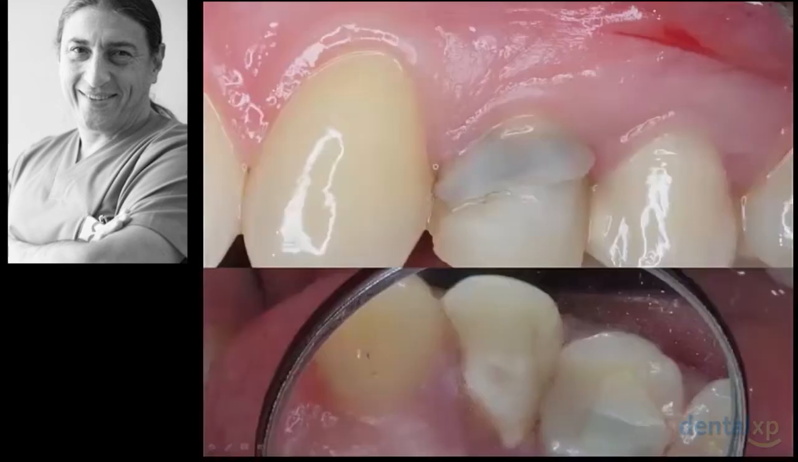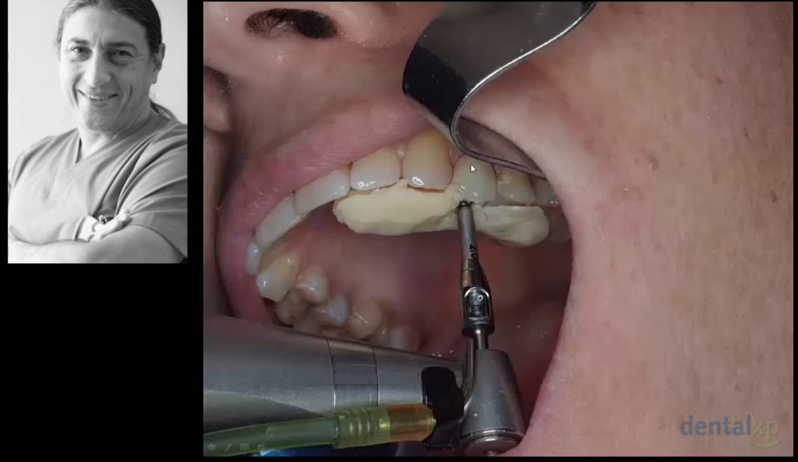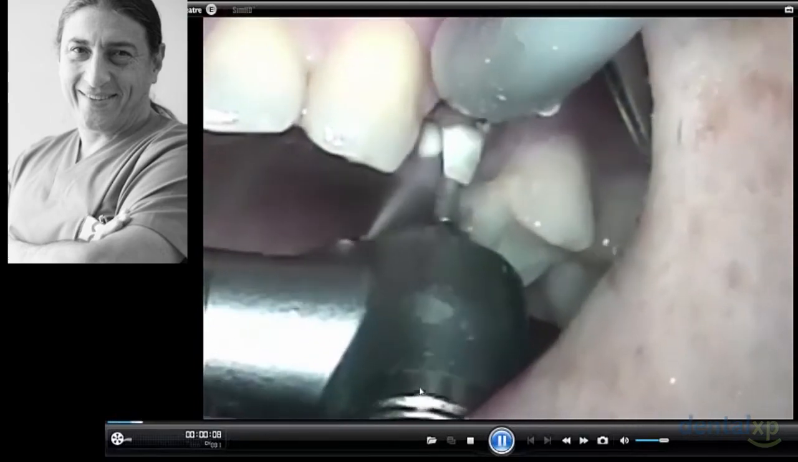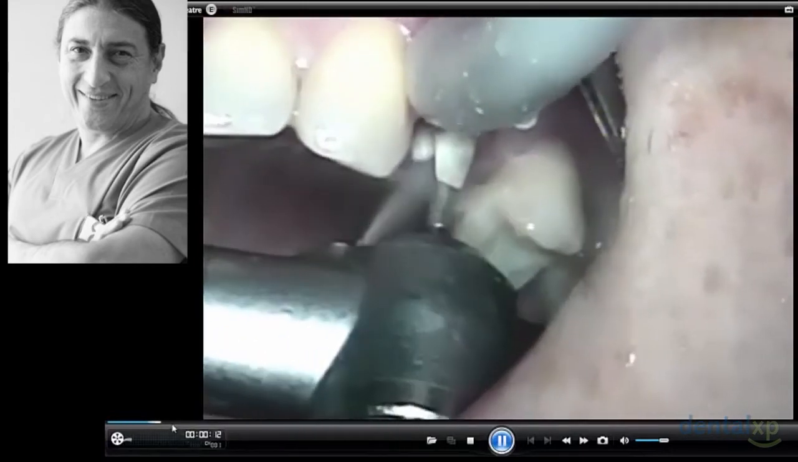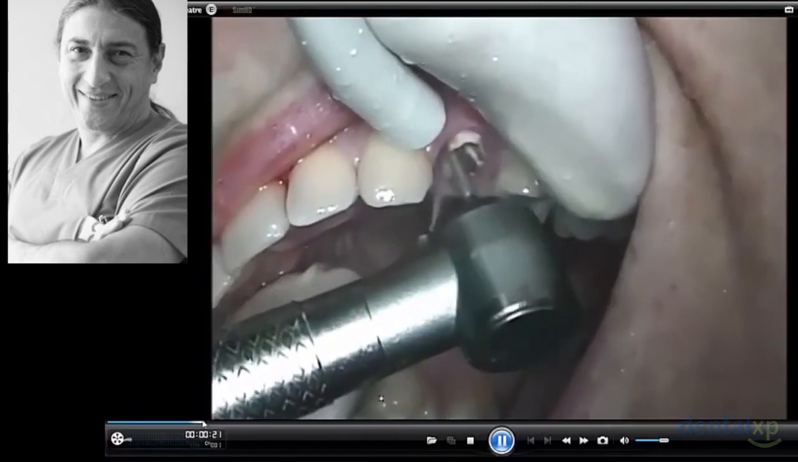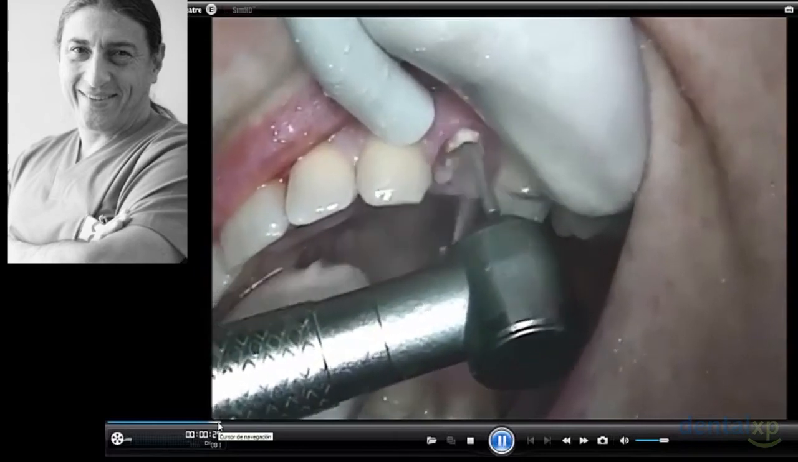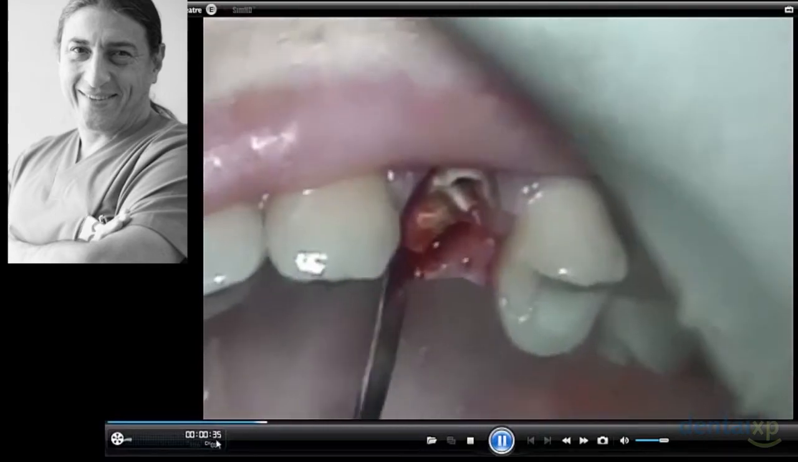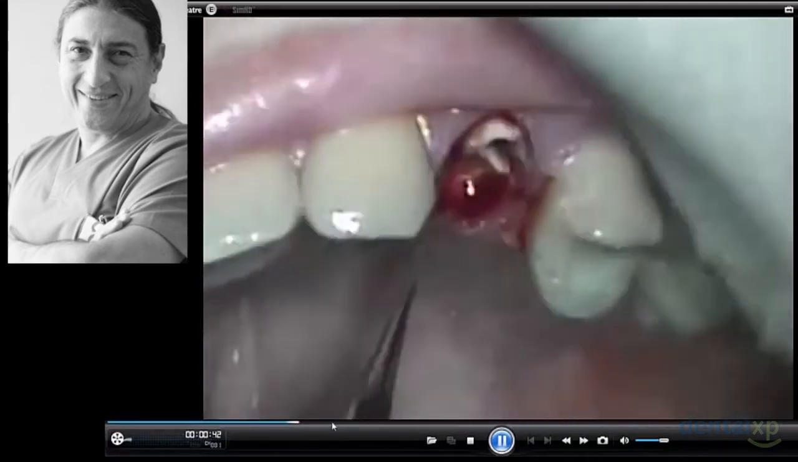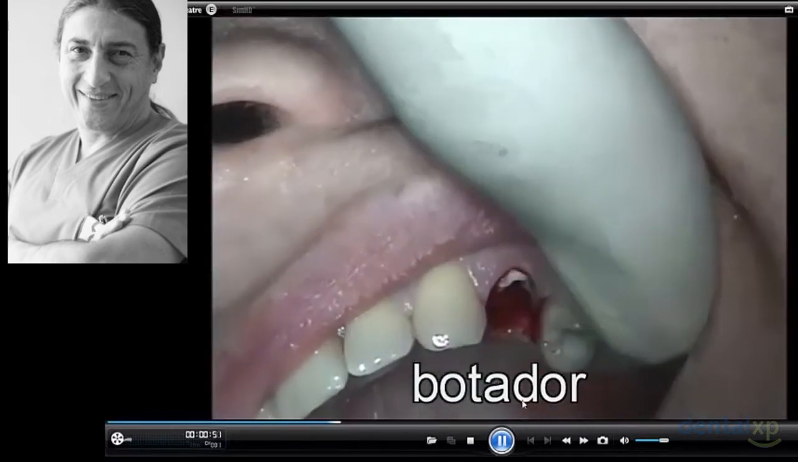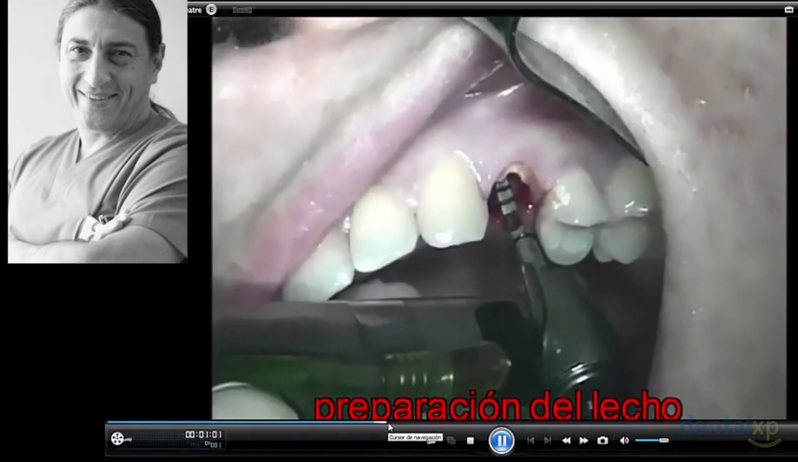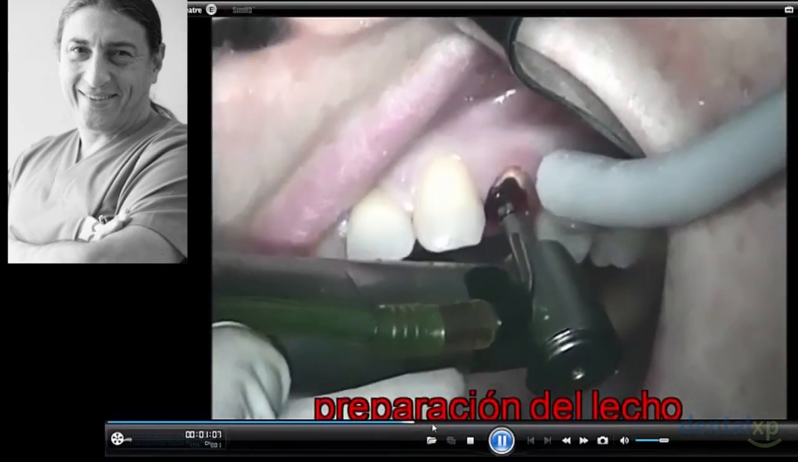I'm going to show you case 1, with a hopeless bicuspid with a horizontal fracture. Let's see a video. Now we're doing the mesiodistal cut. In a bicuspid it's easy because there is a buccal and a palatal root, so it's easy to cut, and then with the periotome we extract the palatal root with an elevator, and then we cut, we extract. Then with a stent we prepare the position of the implant, and then we continue as normal.